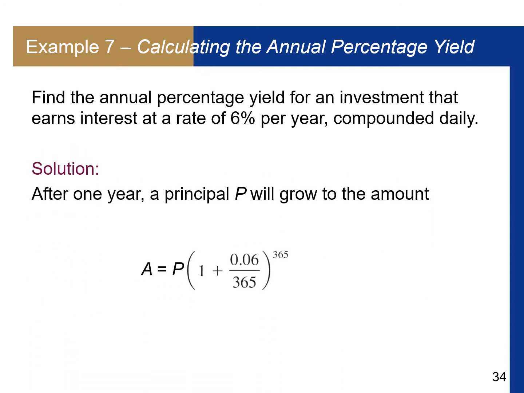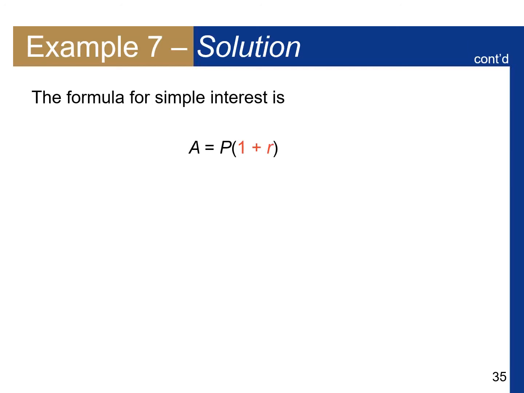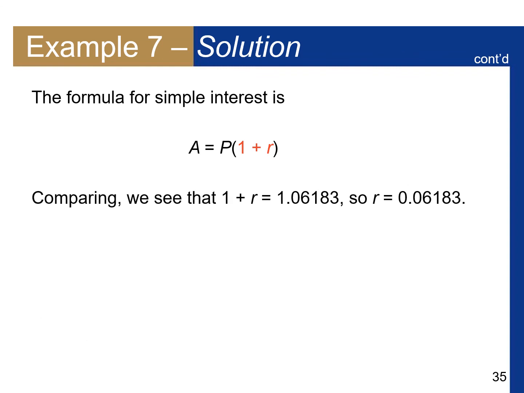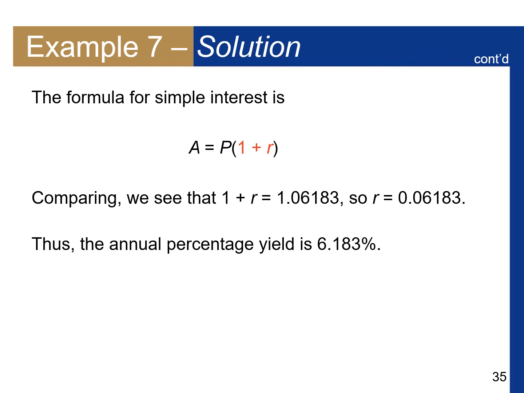After 1 year, a principal P will grow to the amount of, now the P value is your principal, so we're going to take that principal times 1.06183. A simple formula for interest then would be A equals P times the quantity 1 plus your R, which is your rate. So the annual yield is 6.183%.